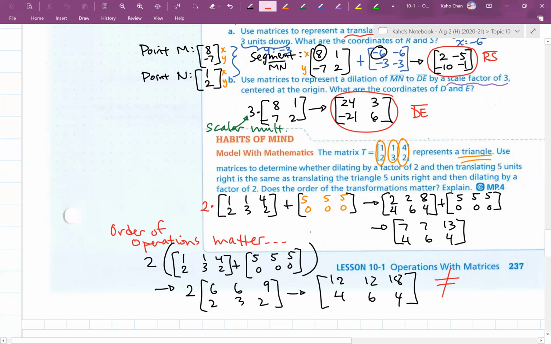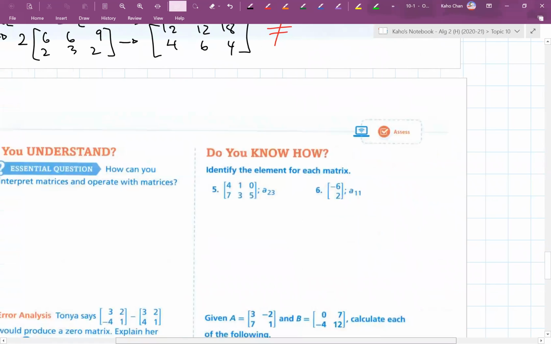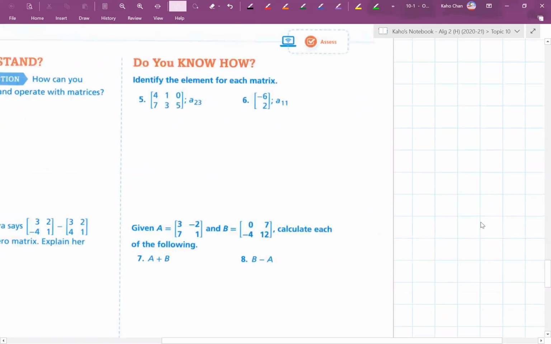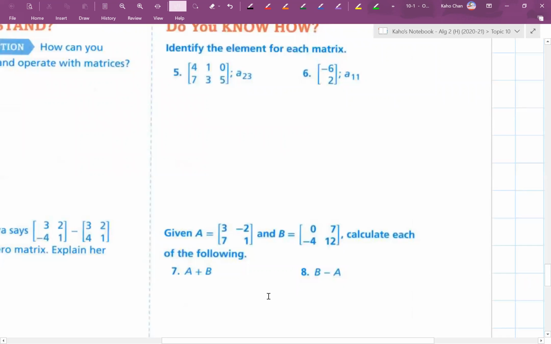All right. Let's jump to the last page here. Thanks for hanging in there. Doing great out there. Yay. Let's jump to number 5. Oh, identify the element. Oh my gosh. It's not too bad. I'm finished kind of fast. Let me know if you have any questions, of course.